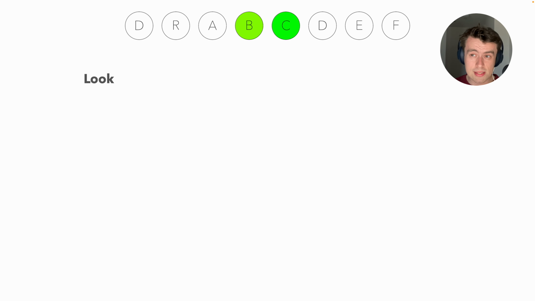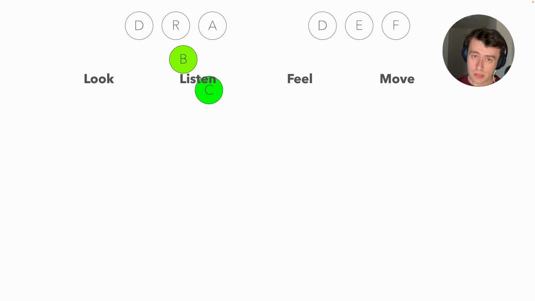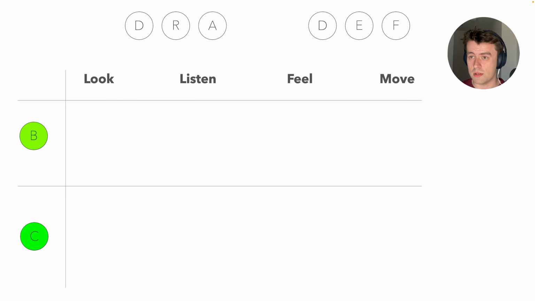Similar to an MSK exam, we're going to do look, listen, feel, move. Cool, right? So let's move B and C across so we can do it in turn. And there are some commonalities here. So look at the observations. Which observations are pertinent for B? Respiratory rate, saturation. Usually there's an obs machine in the corner telling you.